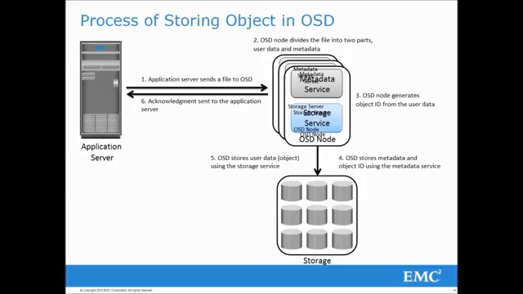In step 4, the OSD node stores the metadata and object ID for future access using the metadata service. In step 5, the OSD node stores the user data, that is objects, in the storage device using the storage service. Finally, in step 6, an acknowledgement is sent to the application server stating that the object is stored.